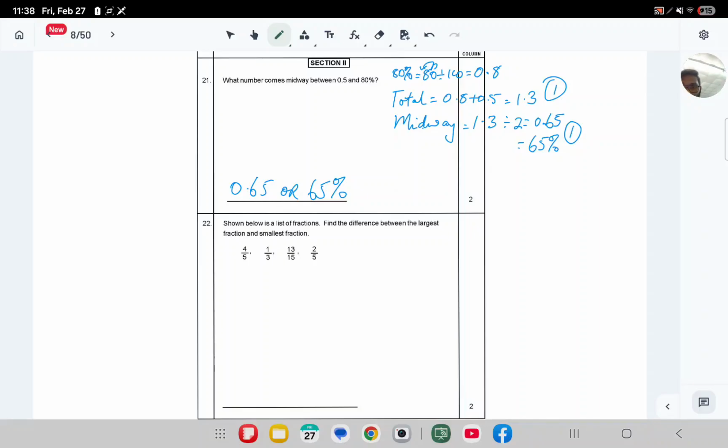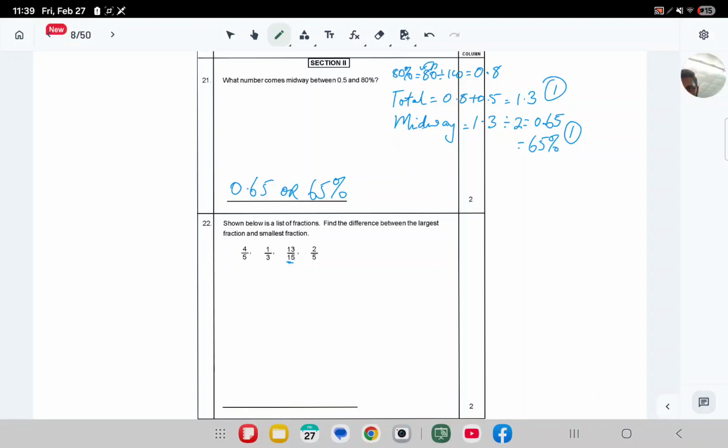Number 22, shown below is a list of fractions. Find the difference between the largest fraction and the smallest fraction. So first we need to find out the largest and smallest fractions. We realize that the denominators are different for all fractions. However, we realize that they are multiples of the other. So all we need to do is to make the fractions have the same multiple. Alright. So we know we could use 15 here. Alright, so we want to change all to 15.